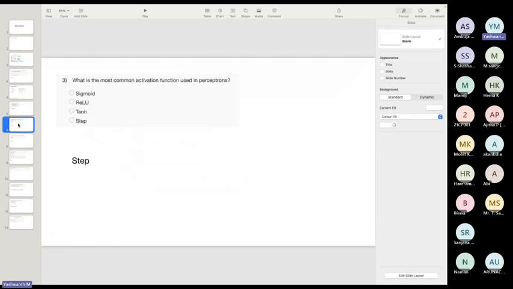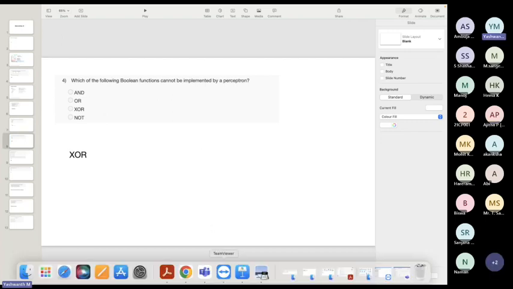Okay, so that's it. I told you why this activation is called a step, right? Yes. So, which Boolean functions cannot be implemented by a perceptron? It is pretty easy to see. It is XOR actually, right? I'll show why.